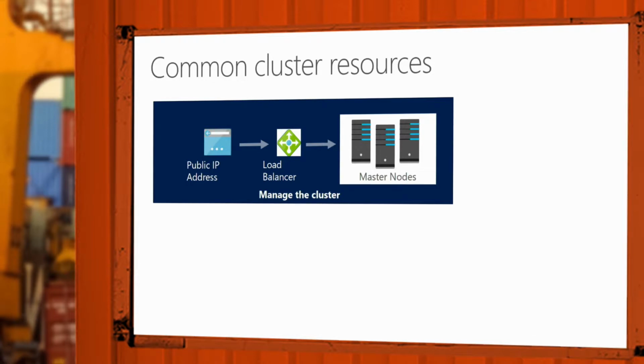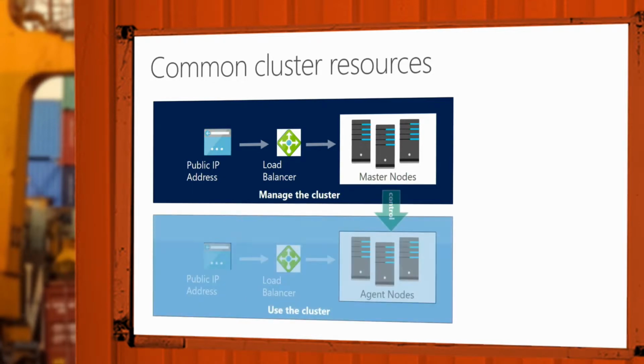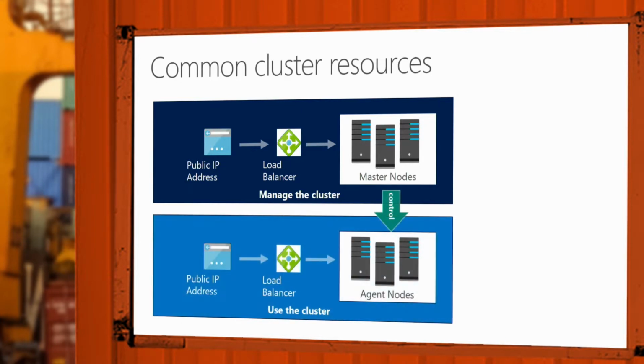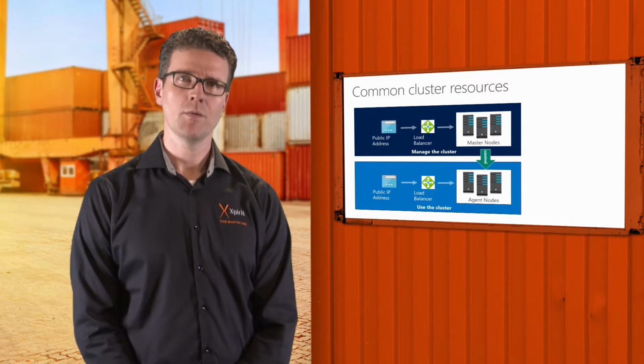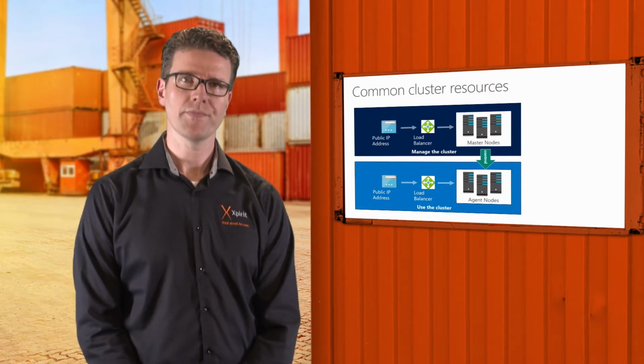Agent nodes, the worker bees of a cluster. Agents can be separate virtual machines or part of a virtual machine scale set, VMSS. In scale sets, machines are managed as a group instead of individuals. This makes it easier to expand or shrink the machine count and machine size. Agents run the containerized applications. Agents locate the master nodes through its public IP address.